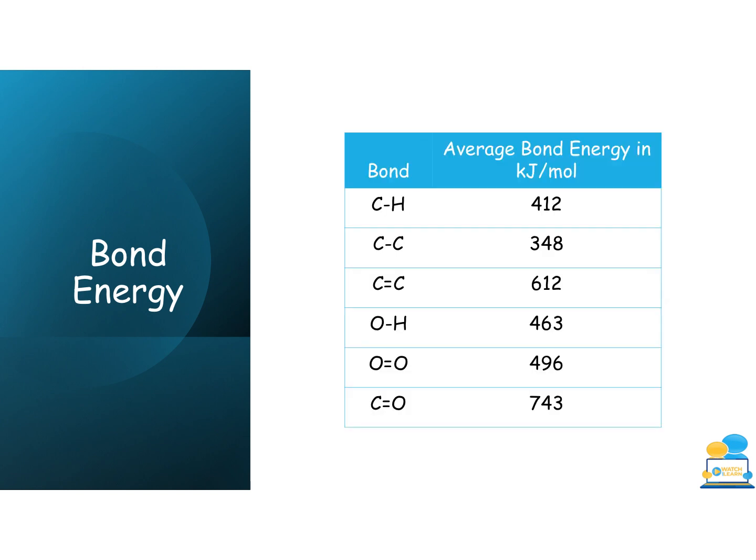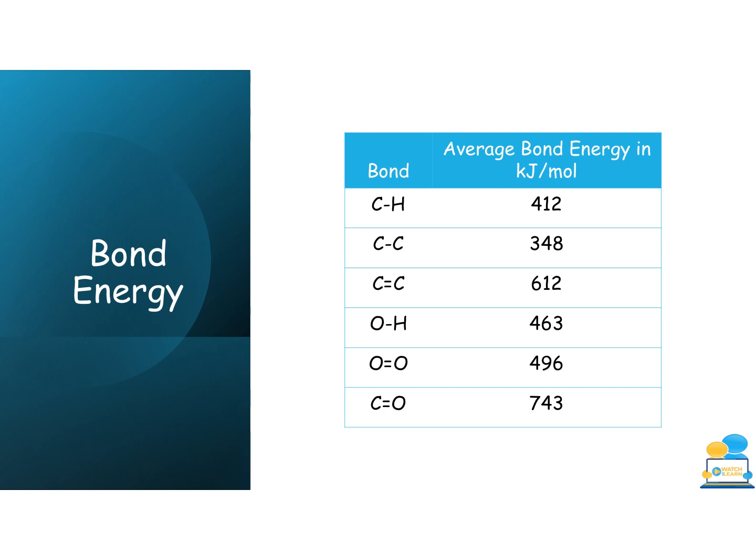Okay, here I have the average energies for different types of bonds. We have a carbon-hydrogen single, a carbon-carbon single, a carbon-carbon double, an oxygen-hydrogen single, an oxygen-oxygen double, and a carbon-oxygen double. Now, the value for delta H, or the heat of reaction, for a particular reaction is dependent on the amount of energy that is needed to break the bonds and the amount of energy that is liberated when the new bonds are formed. So these are really, really important.